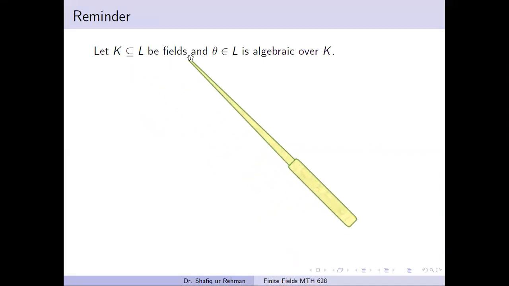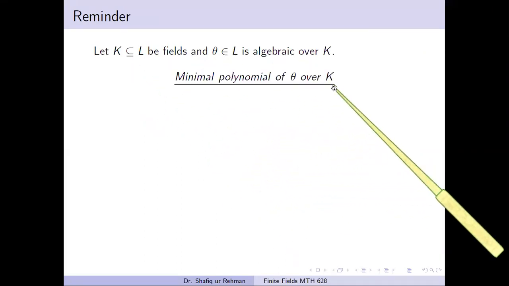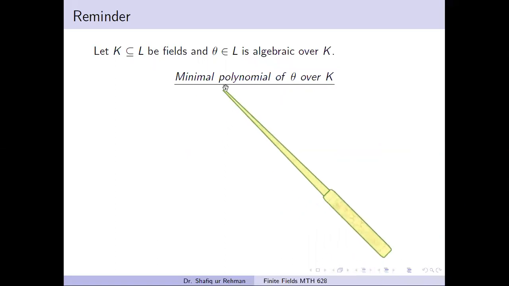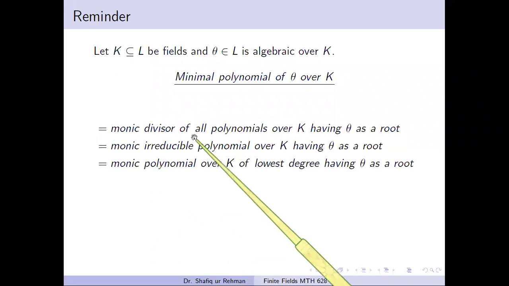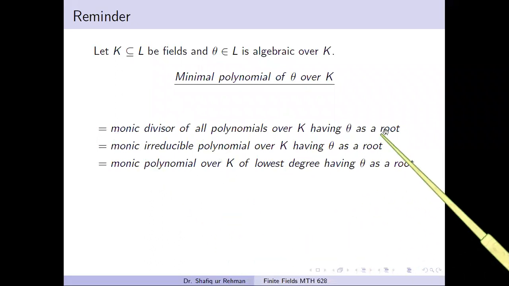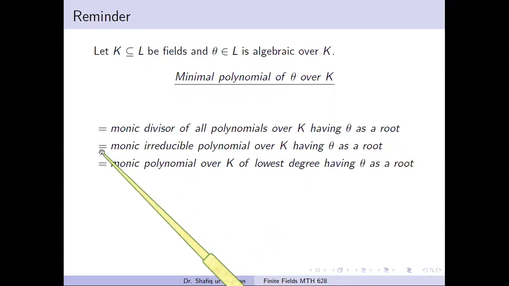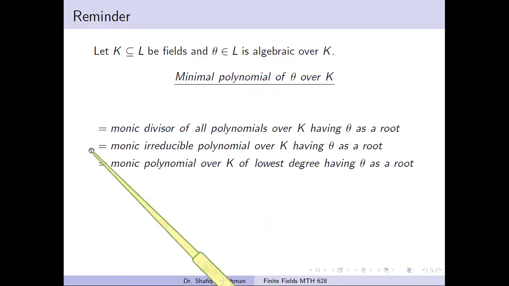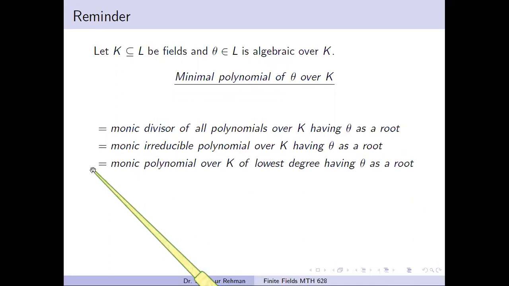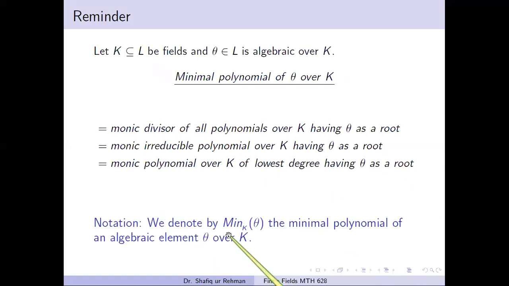Let K subset of L be fields and theta belongs to L is algebraic over the field K. Then the minimal polynomial of theta over K is defined as the monic divisor of all polynomials over K having theta as a root, or equivalently it can be defined as the monic irreducible polynomial over K having theta as a root. Or we can also define that the minimal polynomial of theta over K is in fact the monic polynomial over K of lowest degree having theta as a root. For simplicity, we will denote by this symbol the minimal polynomial of algebraic element theta over the field K.